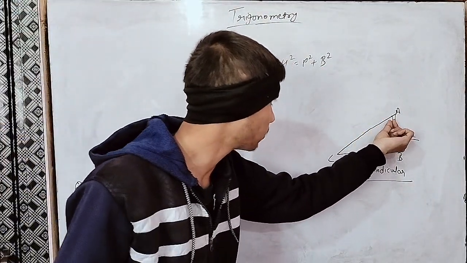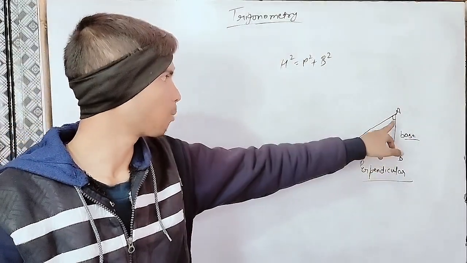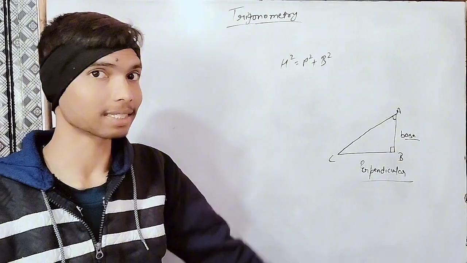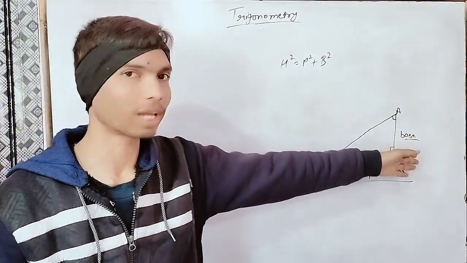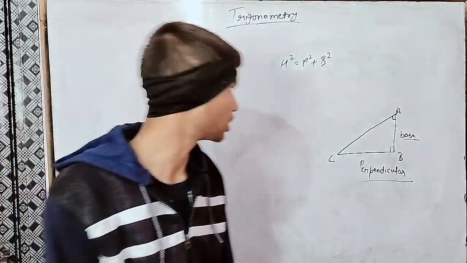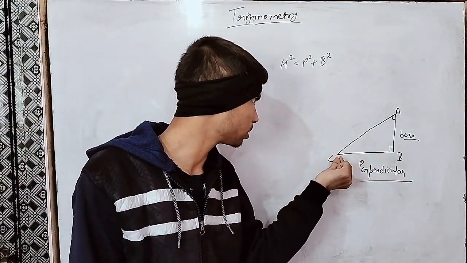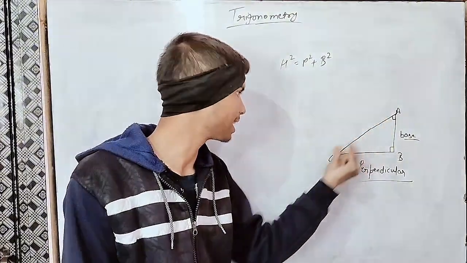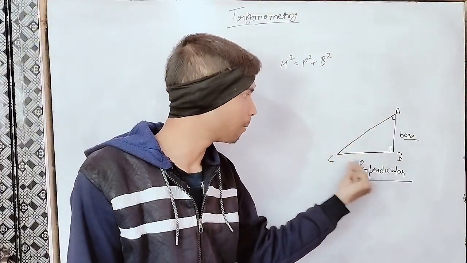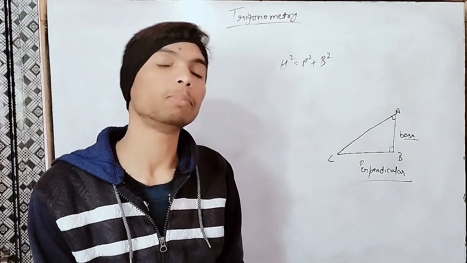We understood that our angle is at A. So here the side opposite is our perpendicular, and what is left is the base. Now let's suppose the angle is at C. Now will the perpendicular be the same?